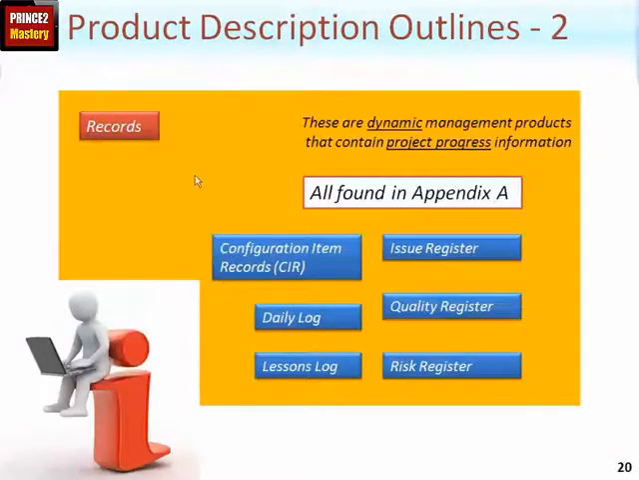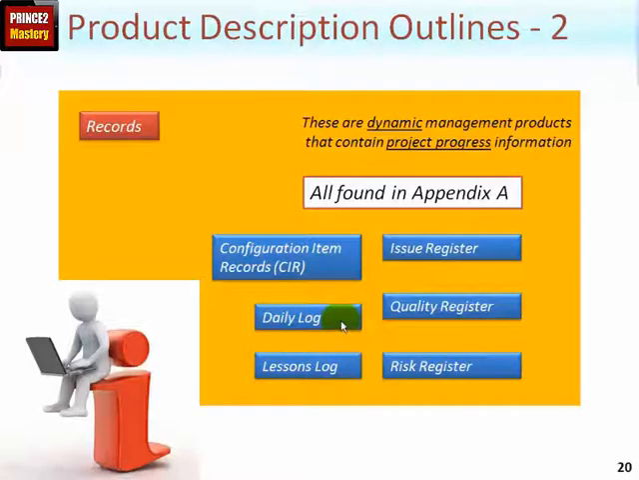The next section is called records. Now these are dynamic management products that contain project progress information. You'll learn that there are 3 registers in PRINCE2. One called the issue register, which I mentioned briefly would also include any changes. The quality register, which covers all quality management aspects of the project, and the risk register, which captures information on the negative risk threats and the positive opportunities.